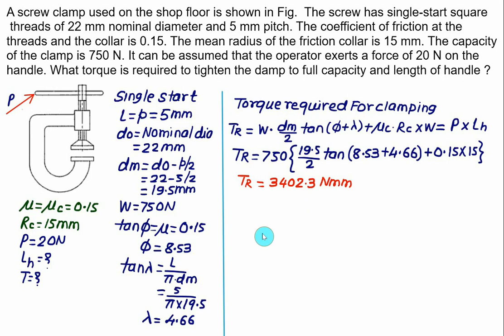To find out the length of handle, we'll equate TR with the force applied on the handle, P, multiplied by the length of handle. If you take TR in Newton mm, handle length will come in mm. So we have 3402.3 equal to 20 multiplied by length of handle. So we will get a length of handle approximately equal to 170.1 mm.